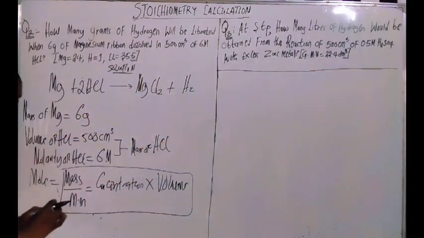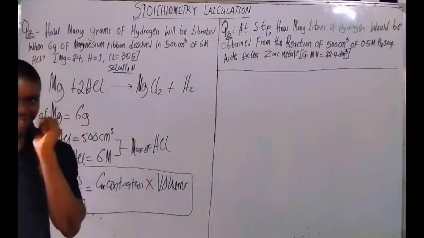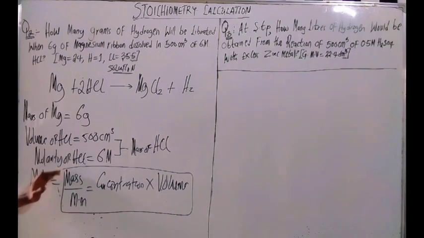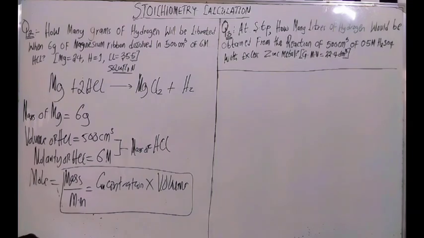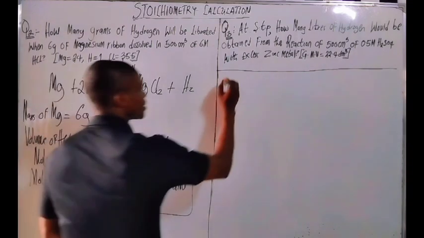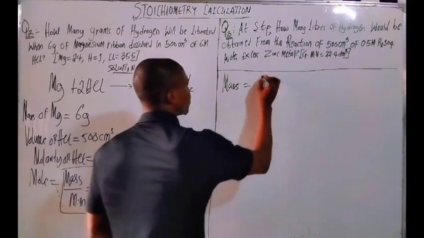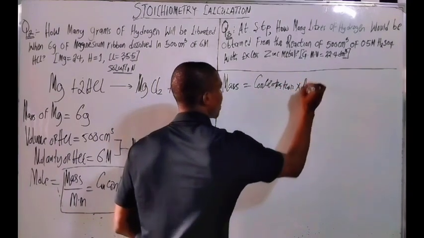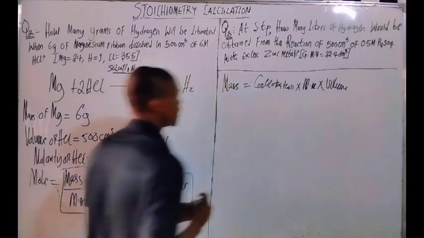So now the idea is to get the mass of HCl. How do we get the mass of HCl? It's very, very easy. Mole equals mass over molar mass, which equals concentration times volume. Now if I make mass the subject of the formula here, mass equals concentration times molar mass times volume. Do you see that?